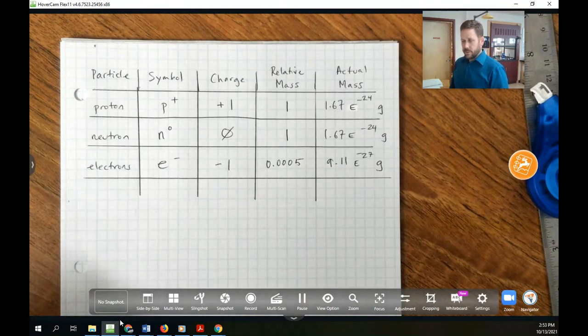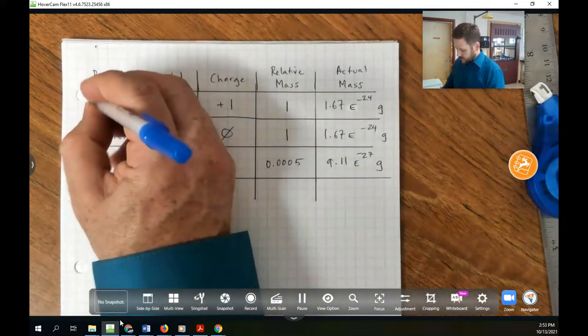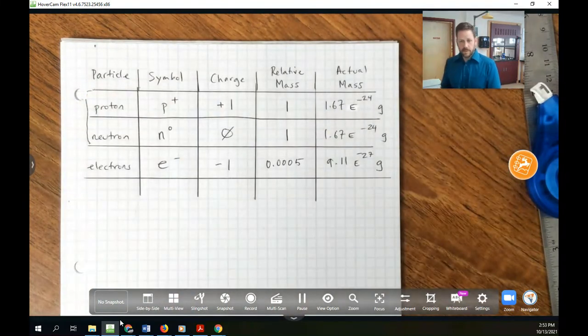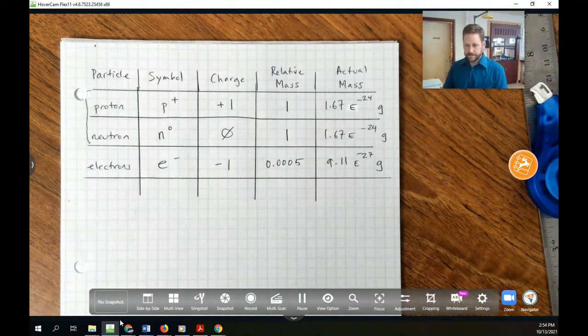So when we say that most of an atom's mass is concentrated in its nucleus, that should make sense, because the nucleus is where we're going to find protons and neutrons, and those have a much more significant mass than the rest of the atom.